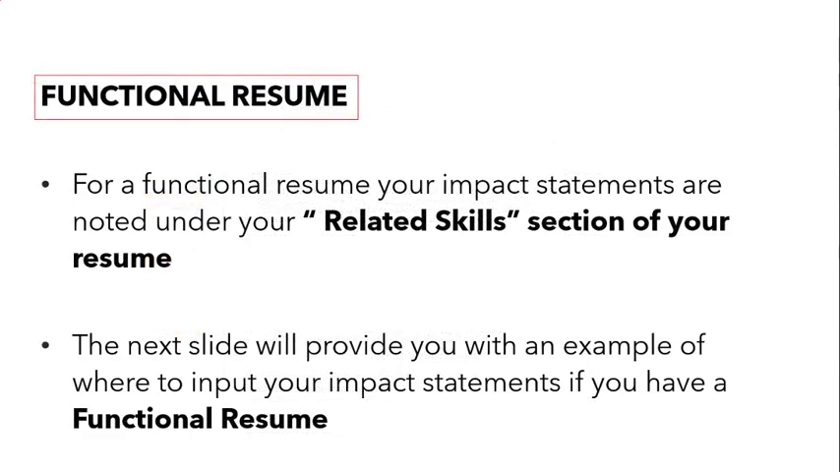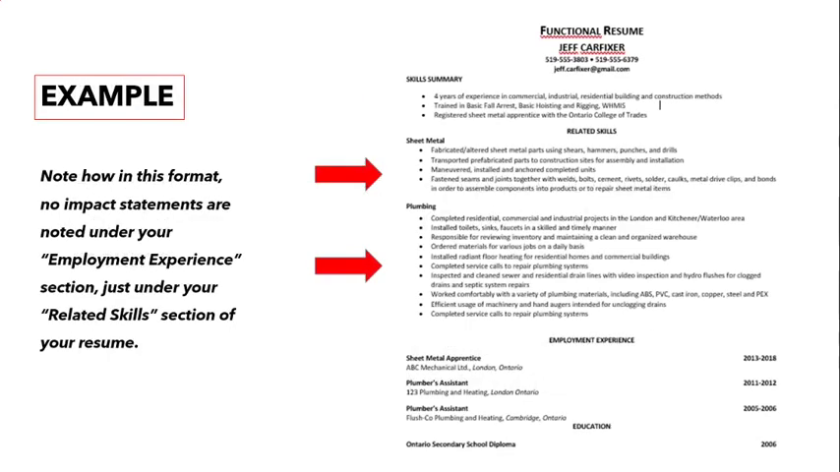Now let's have a look at where impact statements go if you have a functional format for your resume. For a functional resume, your impact statements are noted under your related skills section of your resume. The next slide will provide you with an example to show you where to put your impact statements if you have a functional resume. Here is where you would add your impact statements if you have a functional resume.